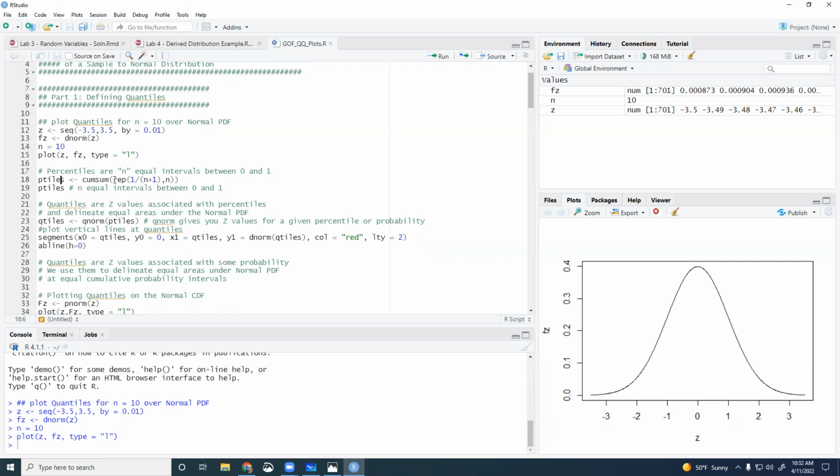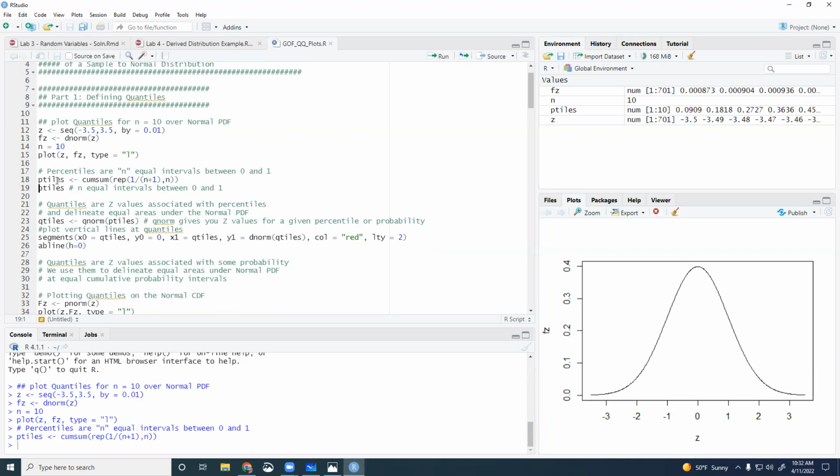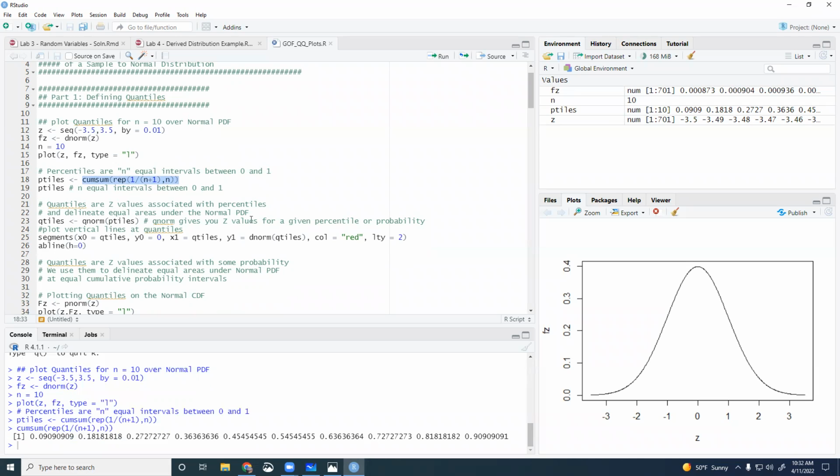I'm setting up the percentile. So here's the rep n over n plus 1 cumsum. This is where we're going to evaluate the standard normal variable, or z-scores, based on a sample size of 10. And so here's our percentiles. They don't go all the way up to 1, right? They're just cutting along that, so we get symmetrical areas in between.